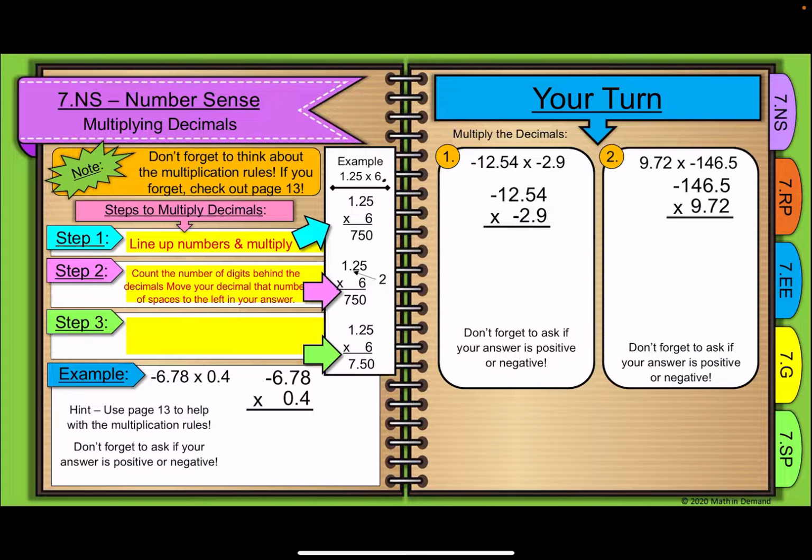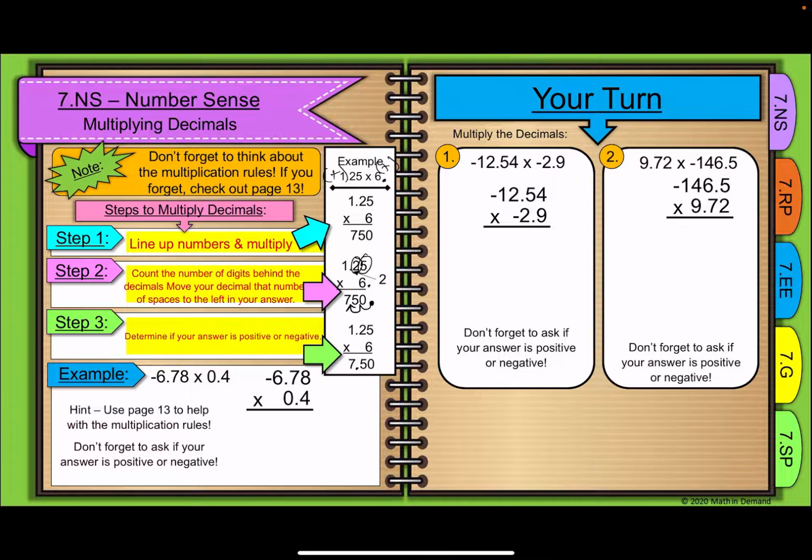And then we're going to count the number of digits behind the decimals. And then we're going to move our decimal in our answer that number of spaces to the left. So here I have 2 numbers after the decimal. So when I place my decimal, remember it starts all the way to the right, and then I move it 2 places to the left in my answer. Okay, and the only reason it was only 2 places is because there are no numbers after the decimal that comes after the 6. All right, your last step is to determine, is my answer positive or negative? Here, this was a positive times a positive, so my answer is positive.